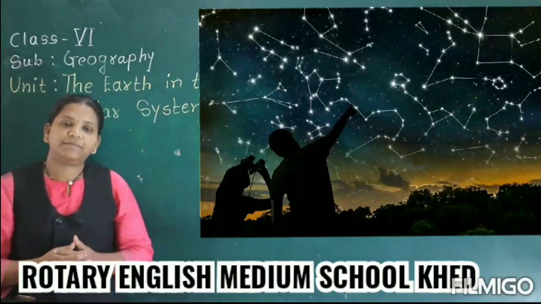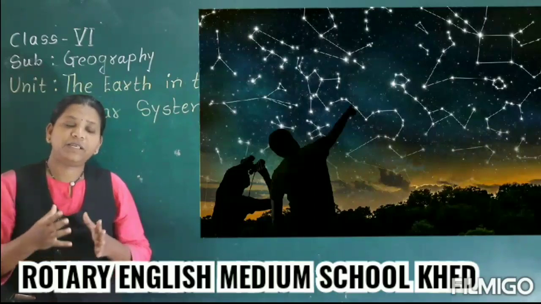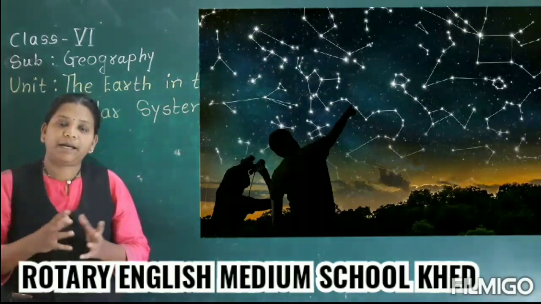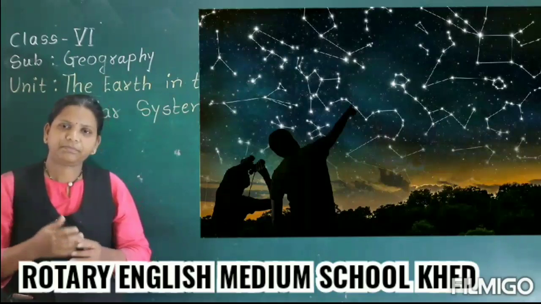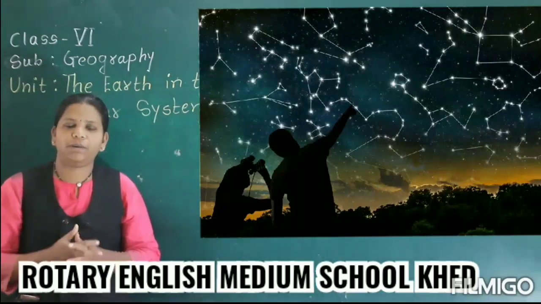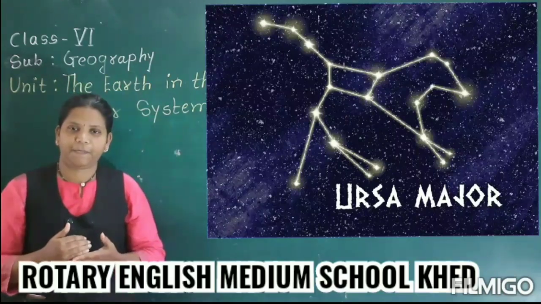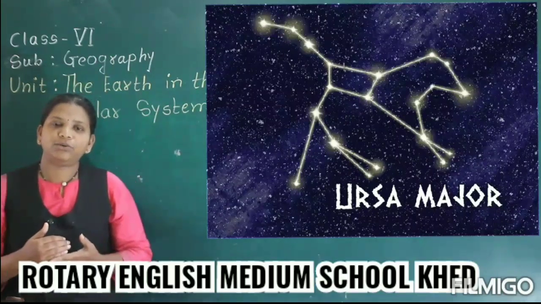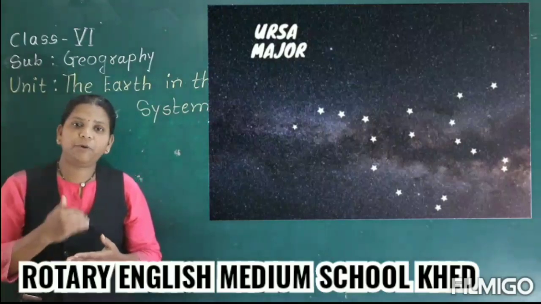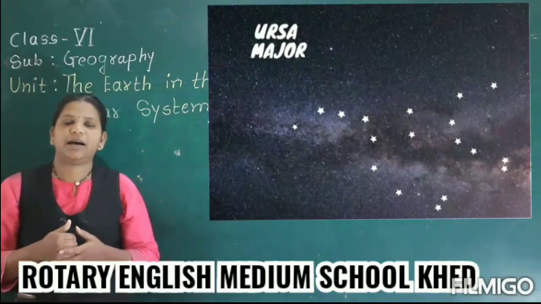What is meant by constellation? By watching the night sky, we see various patterns of stars, different groups of stars. These patterns are called constellations. There are 88 constellations in all. The most important constellation is the Big Bear. It is also known as Ursa Major. It resembles the shape of a Big Bear. It is the most recognizable constellation in the sky.